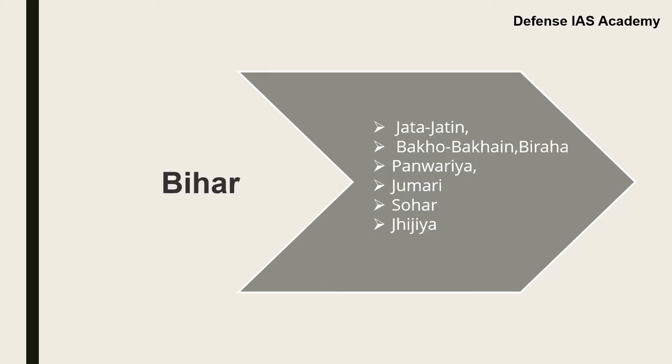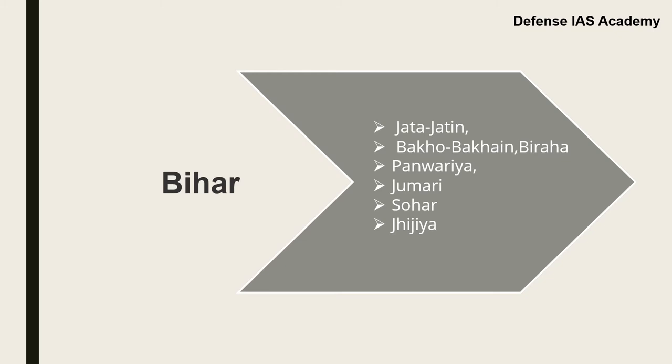Okay, so now coming to the folk art forms of Bihar, here we have Jata Jatin, the Bakho Bakhain or Biraha, the Panwariya, Jumari, Sohar and Jijia, where the important art form is actually the Jata Jatin, which is especially followed in the Mithila region, and it is an art form which usually used to represent the affection or quarrel between the married couple. Then you have Jumari, which is similar to the Garba of Gujarat.